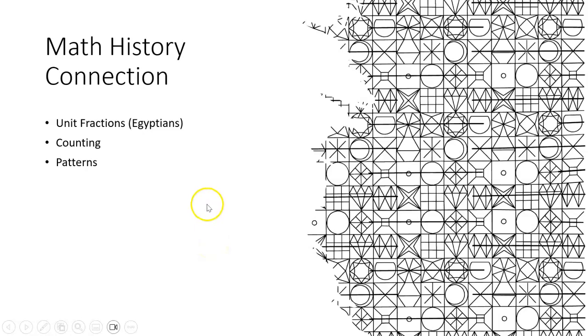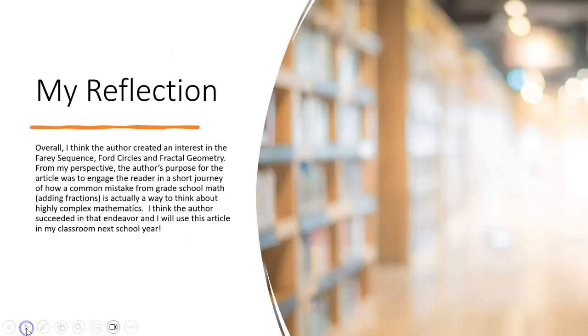Now the math history connection here really is, as I said earlier, you see some unit fractions, what the Egyptians did. There's also counting involved in that. So it's really from a fraction point of view. That's the connection I would make, through the Egyptians.